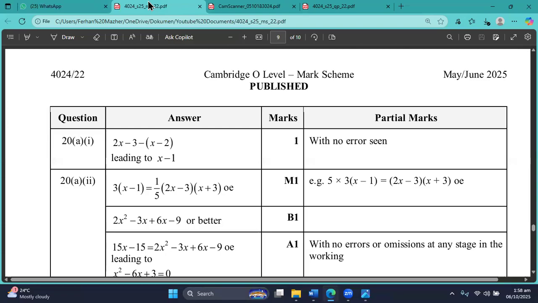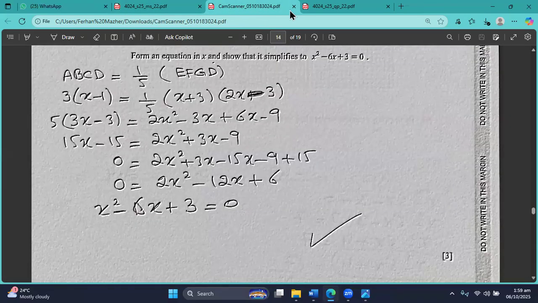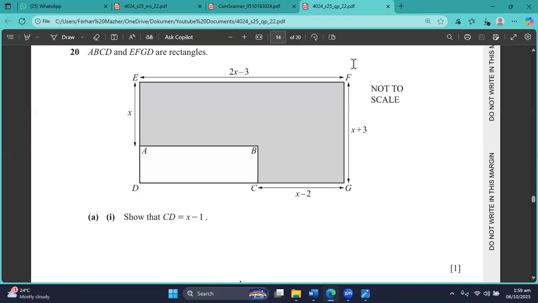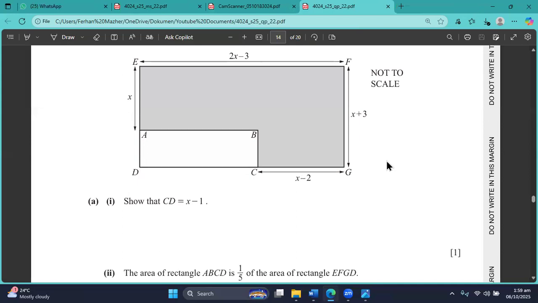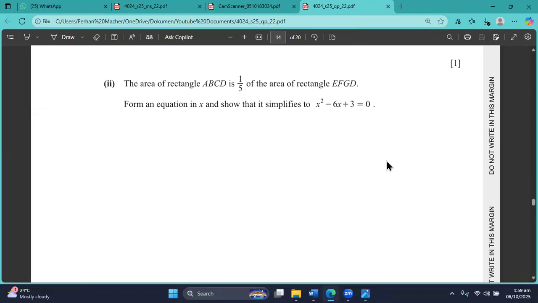I hope you understand this, and let me show you the marking scheme as well. So we have shown that. Okay. Then they ask us to, okay, it's a 3 marks question.